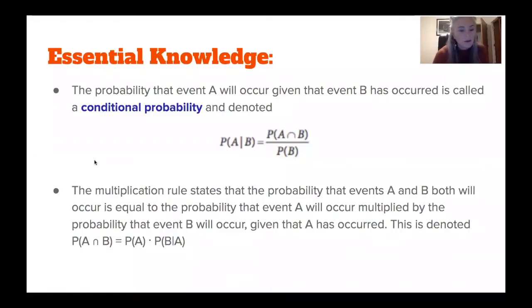Okay, the multiplication rule, second essential knowledge. I had to pause and come back real quick. The multiplication rule states that the probability that events A and B both will occur is equal to the probability that event A will occur multiplied by the probability that event B will occur, given that A has occurred. This is denoted: the probability of A intersect B can be found by multiplying P of A times P of B given A.